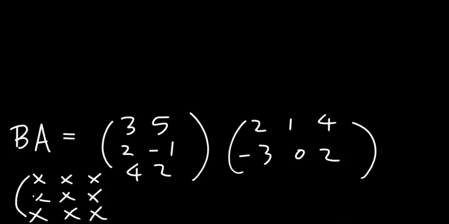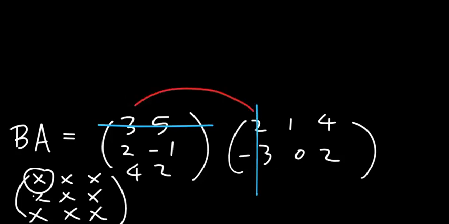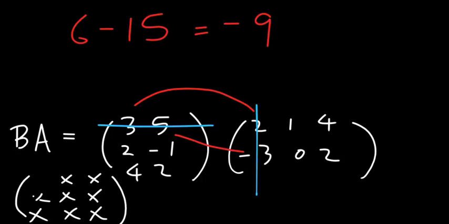And we need to determine each of these 9 elements. So let's determine that element. It occupies the first row and the first column. So that means the first row of the first matrix times the first column of the second matrix. And that's going to give you 3 times 2, that is 6, plus 5 times minus 3, that is minus 15, which is minus 9. So there we have it. The first element is minus 9.